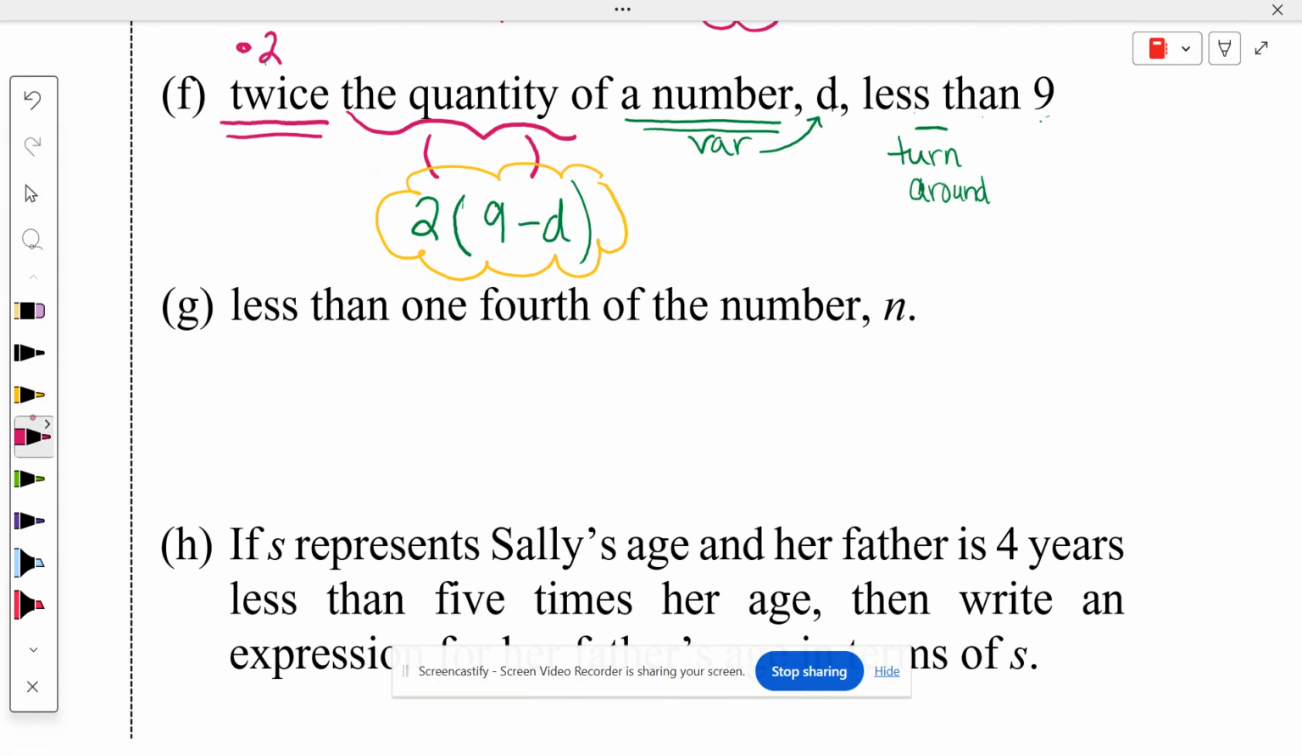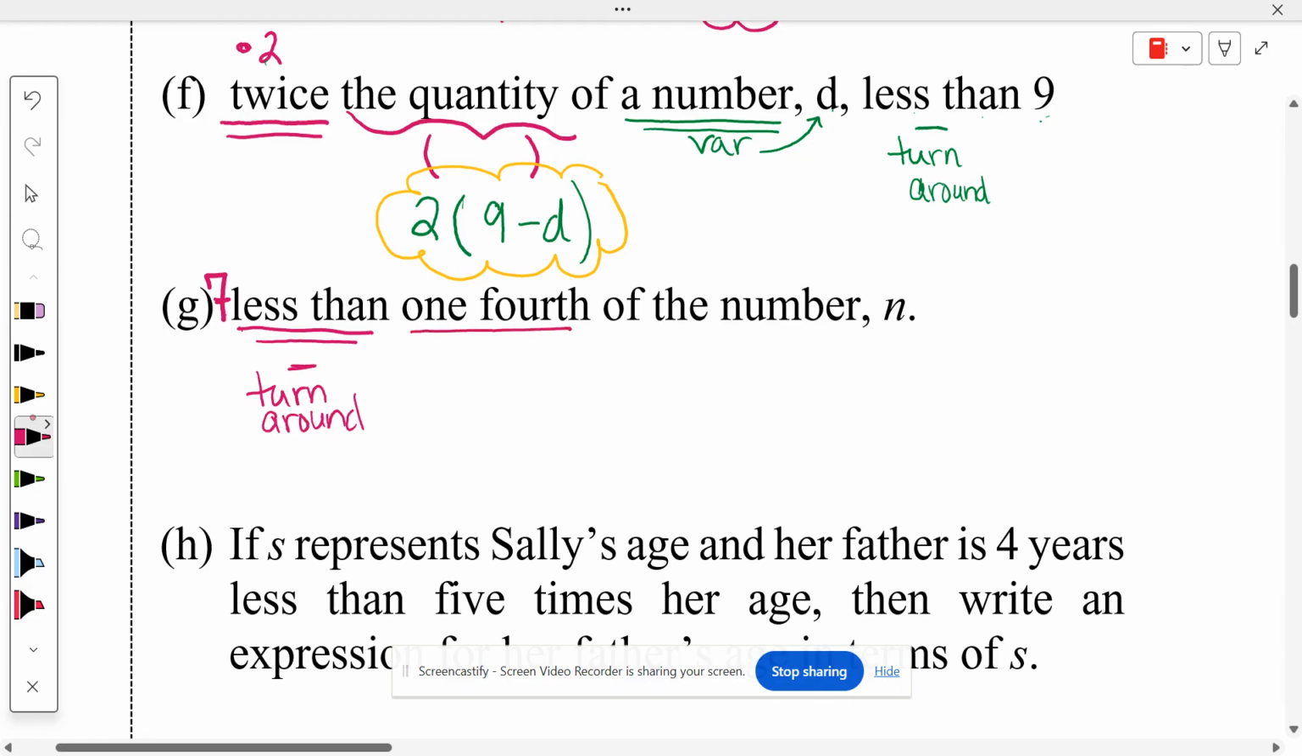This should have a 7 in front of it. This is a typo. 7 less than 1/4 of the number n. 7 less than, that's a turnaround word, subtract, turn it around. So that means the 7 is going to come last. That's what I mean when I say turnaround. You kind of switch the order. 1/4 of the number n. So it looks like 1/4 n minus 7.